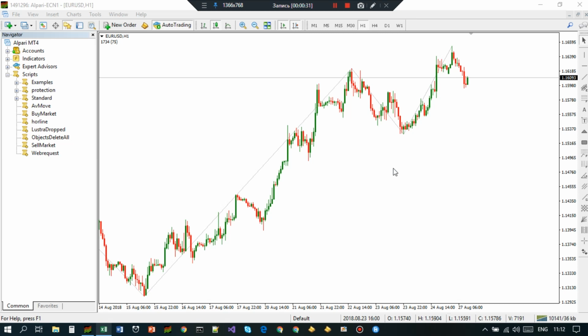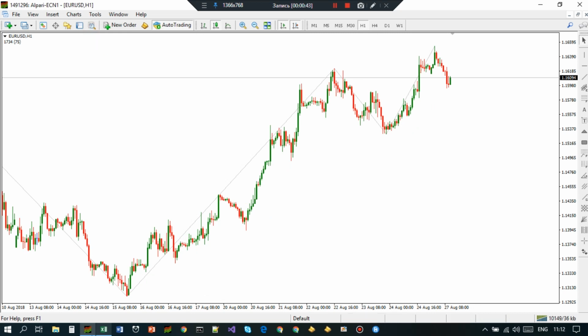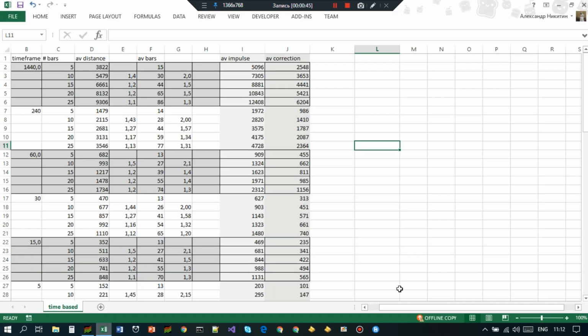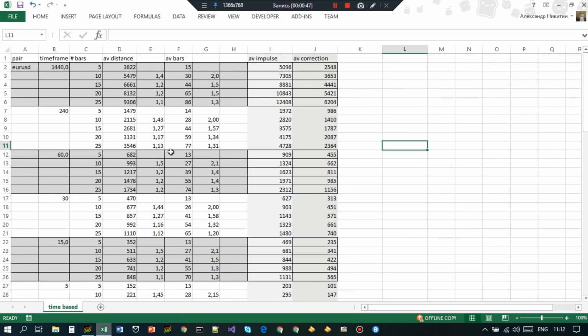And what it does, it calculates the size of the average swing and the duration of the average swing, and the results were also recalculated from the very beginning, and I have them this way. And let us start. It is euro dollar.